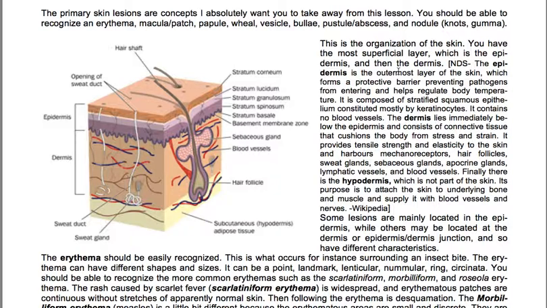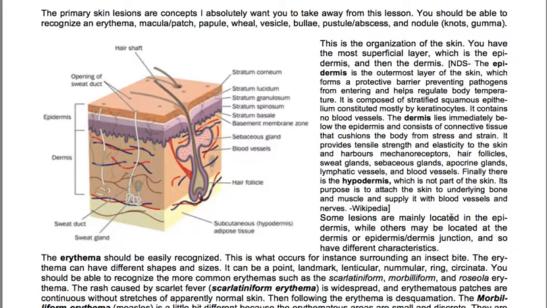The dermis lies immediately below the epidermis and consists of connective tissue that cushions the body from stress and strain. It provides tensile strength and elasticity to the skin and harbors mechanoreceptors, hair follicles, sweat glands, sebaceous glands, apocrine glands, lymphatic vessels, and blood vessels. Finally, there is the hypodermis, which is not part of the skin. Its purpose is to attach the skin to underlying bone and muscle and supply it with blood vessels and nerves.